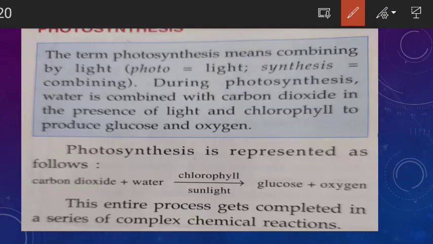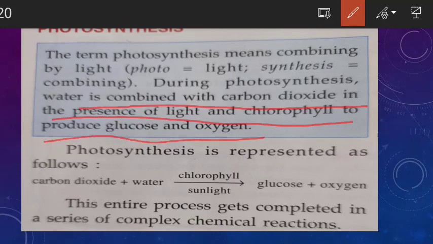So now what is photosynthesis? This is the exact definition of photosynthesis. The term photosynthesis means combining by light. During photosynthesis, water is combined with carbon dioxide in the presence of light and chlorophyll to produce glucose and oxygen. So you can write the process in which water is combined with carbon dioxide, like this you can add the words. Okay. So instead of during photosynthesis, you can write the process in which water is combined with carbon dioxide in the presence of light and chlorophyll to produce glucose and oxygen is called what?